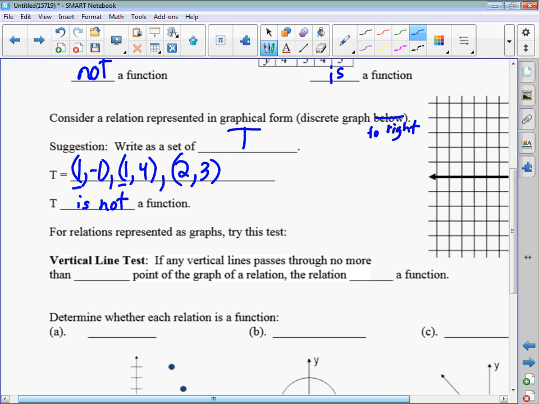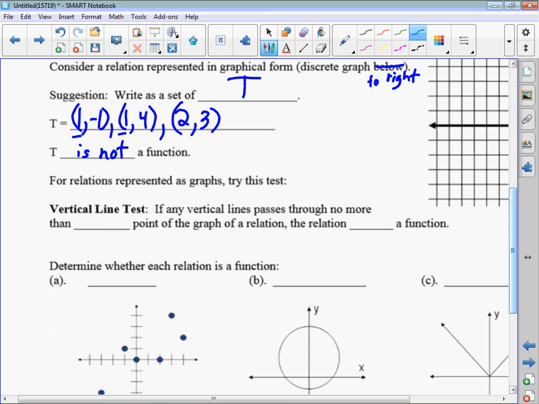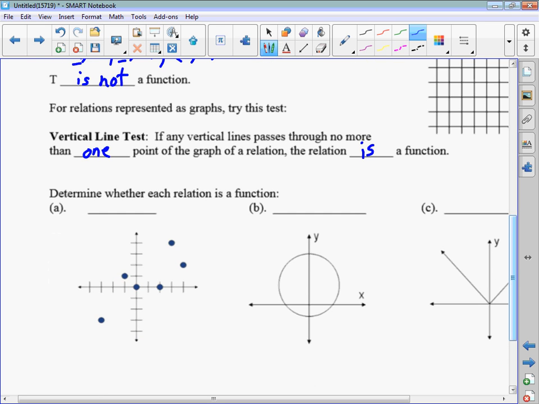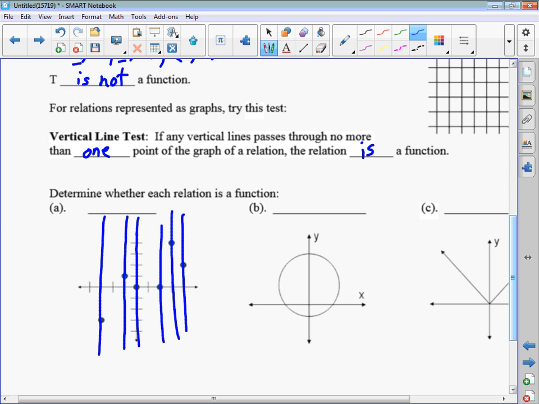And for relations represented as graphs, we can try this test. It's called the vertical line test. And it says that if any vertical lines pass through no more than 1 point of the graph of a relation, the relation is a function. So looking here, if I draw a bunch of vertical lines, only 1 point, only 1 point, only 1 point, that means that this had no repeating x values, so this is a function.